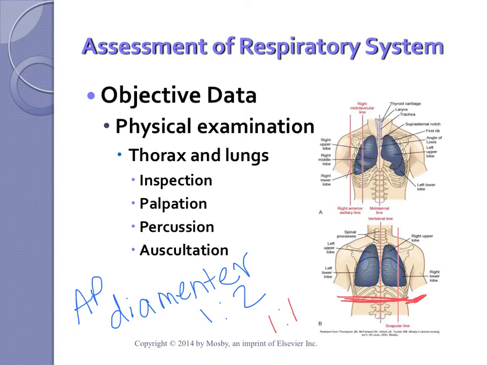Some of the other things you're going to assess is the actual respiratory rate, the depth, the rhythm. You're going to look at inspiration and expiration. You should know that inspiration takes half as long as expiration. You're going to observe for any kind of abnormal breathing patterns. One of the patterns is called Kussmaul's.